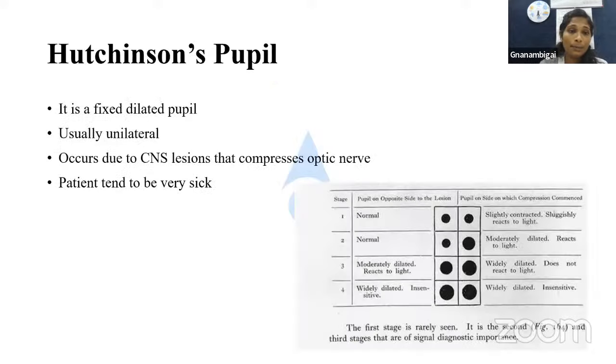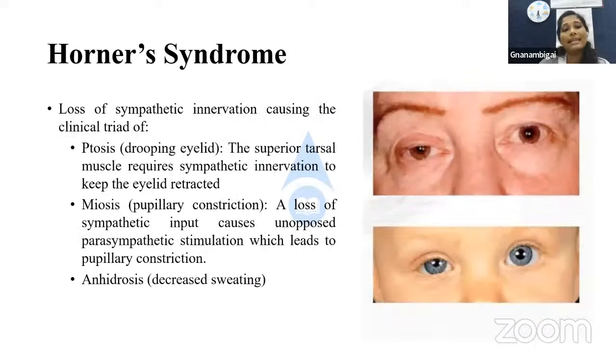And Hutchinson pupil is a fixed dilated pupil, usually unilateral. It occurs due to a CNS lesion that compresses the optic nerve. The patient tends to be very sick. Horner syndrome: there is a clinical triad for Horner syndrome, ptosis, miosis, and anhidrosis. Ptosis is the drooping of the eyelid, and miosis is the pupillary constriction. In anhidrosis, there is decreased sweating.